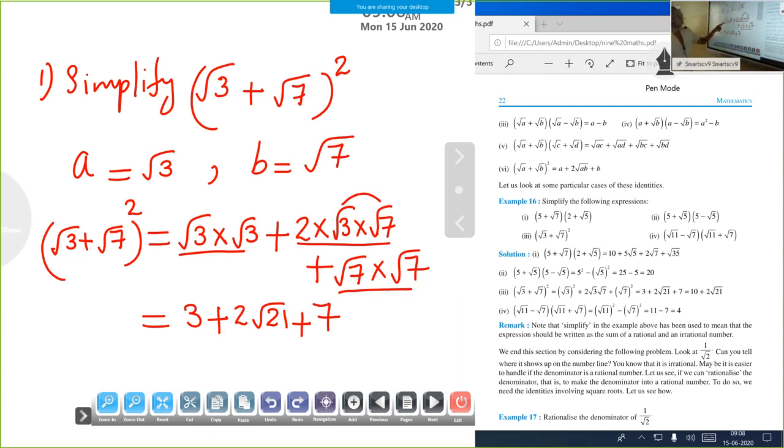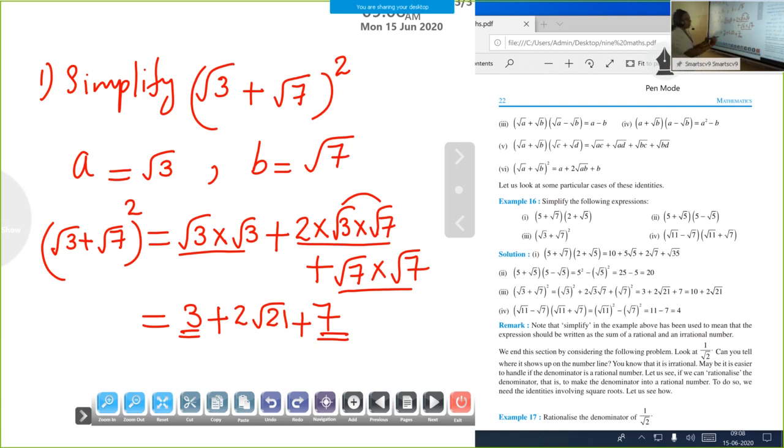The first term is root 3 into root 3. The value is 3 plus second term you multiply all these three numbers. 2 into root 3 into root 7. The answer is 2 root 21 plus root 7 into root 7 is 7. Again we can solve the all numbers. 3 here, 1, 7 here. This we can't add because one radical number. So you just add the all numbers.